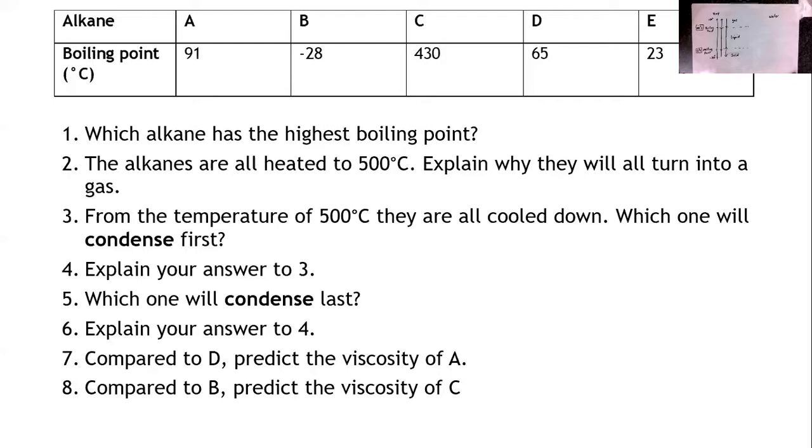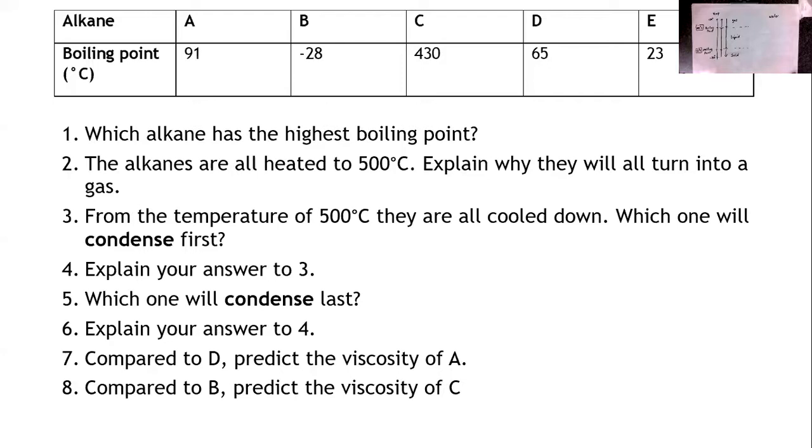The alkanes are heated to 500 degrees. Explain why they all turn into a gas. Well, they all turn into a gas because we have reached all of their boiling points. So 500 degrees is higher than any of them. So they have all reached their boiling point. That's going to be your answer there.